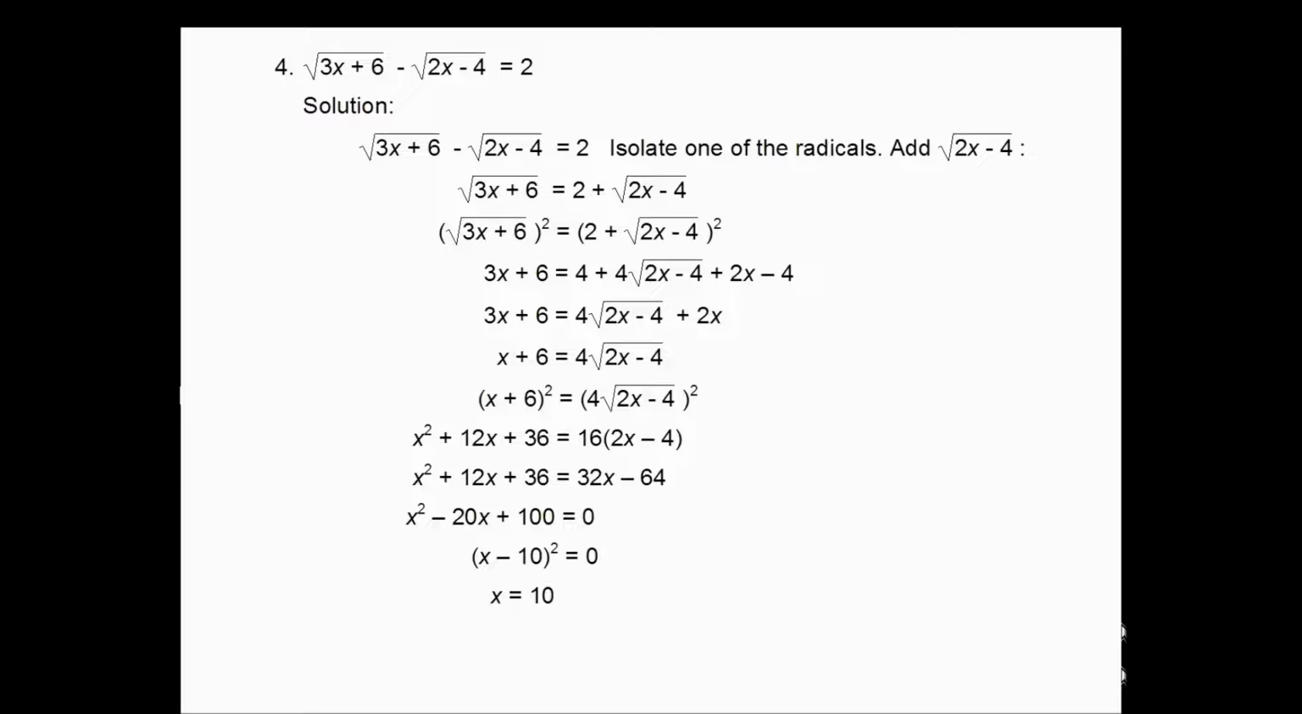Or if you were to set each factor equal to 0, you'd also get x equals 10. And now we have to check. After all this work, we have to go back and check x equals 10. So we go back to the original problem and let x equal 10 and see what happens. Wouldn't it be awful if it didn't work? So we're checking x equals 10.